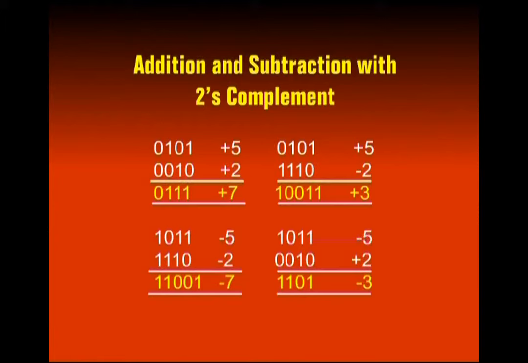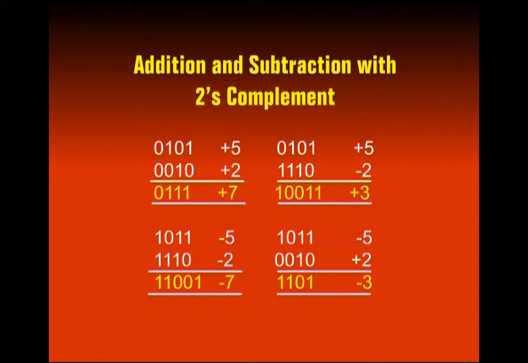Consider the 4 addition and subtraction operations as shown in the last lecture. The 4 operations are sum of 5 and 2, which results in 7, sum of minus 5 and minus 2, which results in minus 7, sum of plus 5 and minus 2, or you subtract 2 from 5, the result is positive 3. And the 4th operation, sum of minus 5 and 2, which results in minus 3. Or you could say it's 2 minus 5. Now, all these numbers are represented in their 2's complement form. The results are also in their 2's complement form.